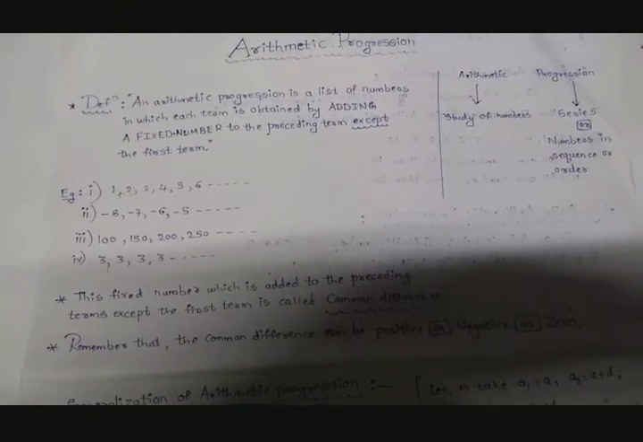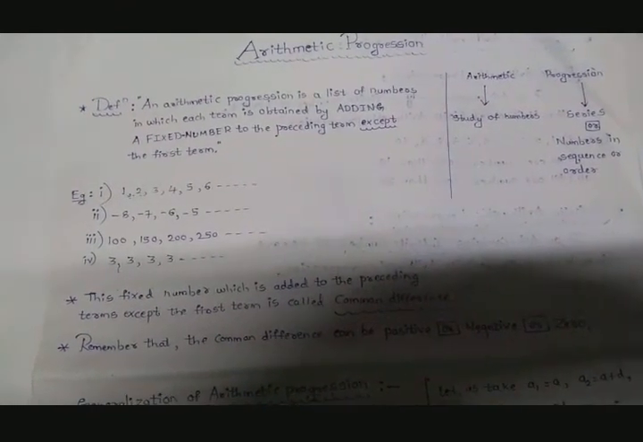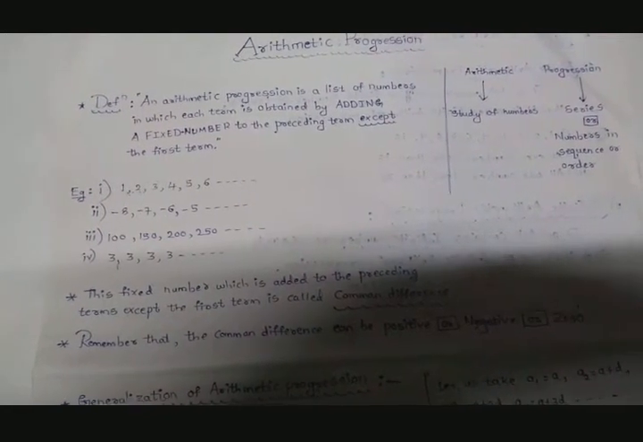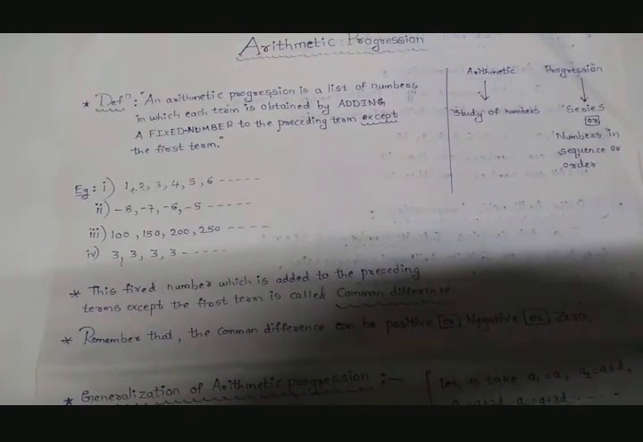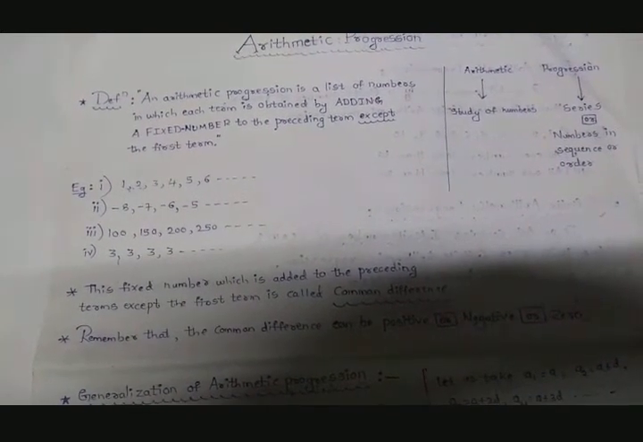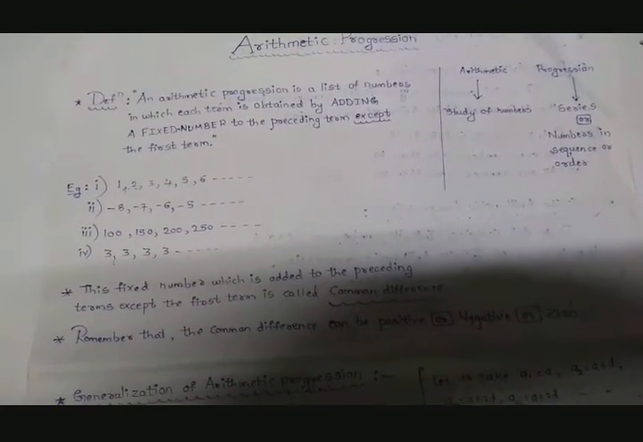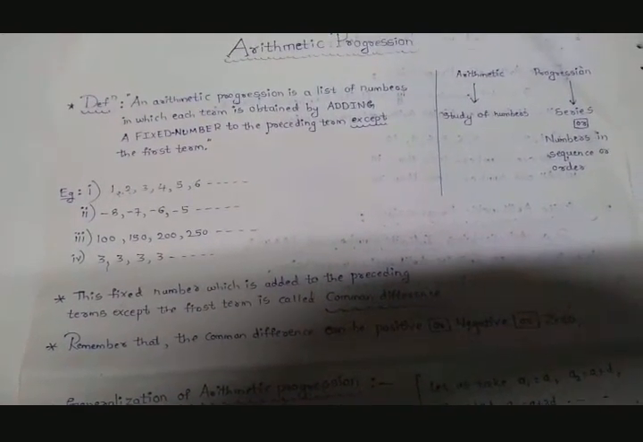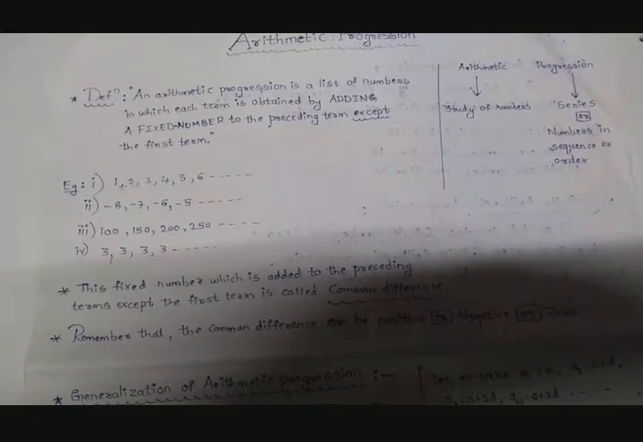So some examples for arithmetic progression are 1, 2, 3 for the set of natural numbers, and also we can say even numbers is also an arithmetic progression, as well as the set of odd numbers is also an example for arithmetic progression. So this fixed number that we add to the preceding term except the first term is known as the common difference.